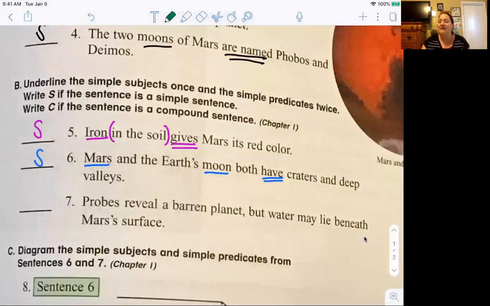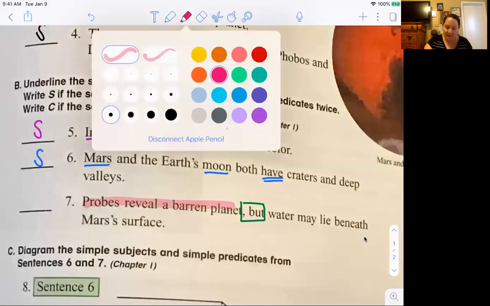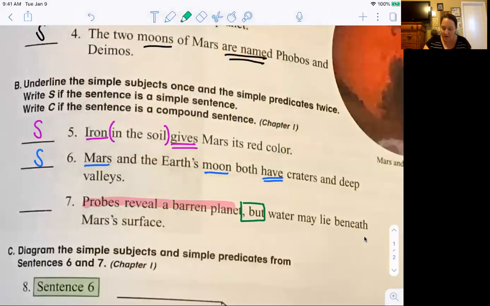Number 7, probes reveal a barren planet, comma, but water may lie beneath Mars' surface. I kind of gave it a little bit away. We have a comma, but, which means comma, coordinating conjunction, you have a compound sentence. Compound sentences means we have two separate sentences. We have probes reveal a barren planet, and we have water may lie beneath Mars' surface. Do we have any prepositional phrases? Nope, we don't. So let's look at the pink highlighted. Probes reveal a barren planet, not plain, planet. What is your predicate?